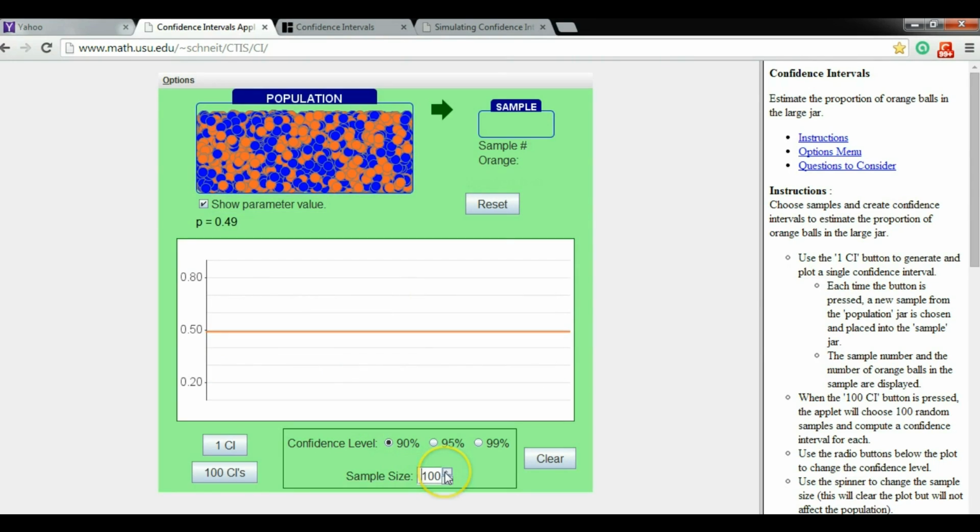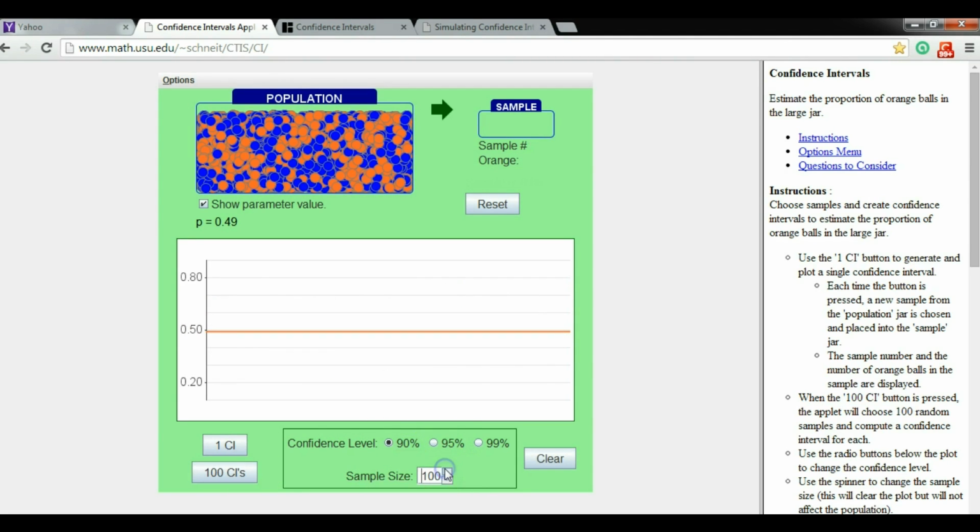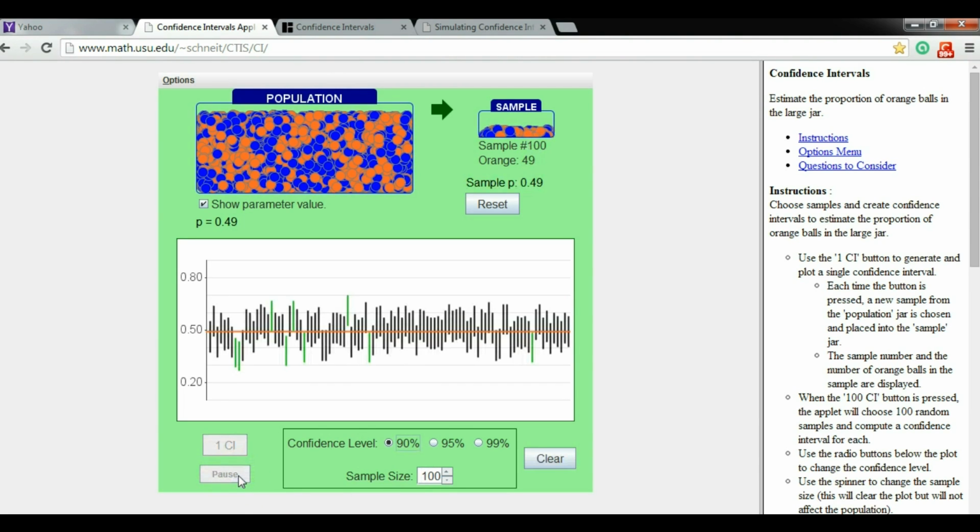What happens if I double my sample size? Okay. Well, let me see if this will work. No, it won't work. Okay. So I have an n size of 50. Okay. And let's do 100 confidence intervals. What happens if we now double our sample size to 100? Do you see what's happening to the intervals?